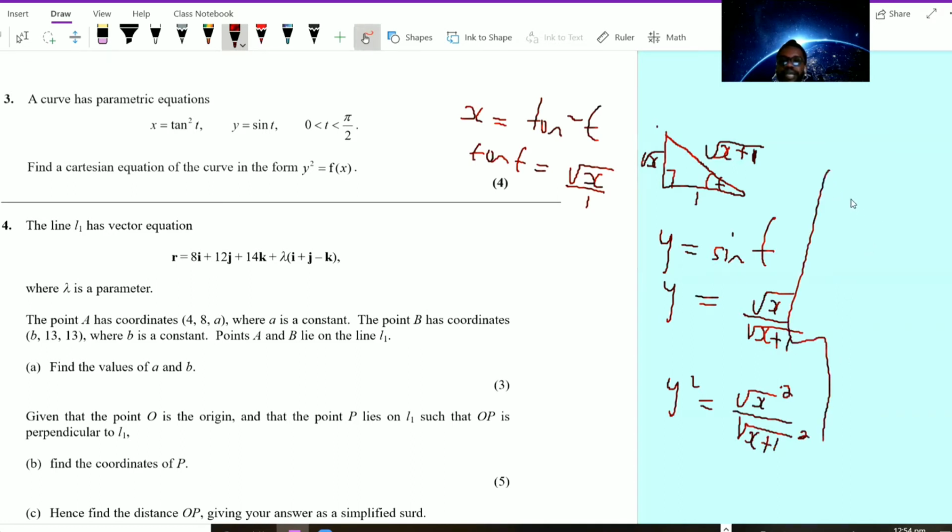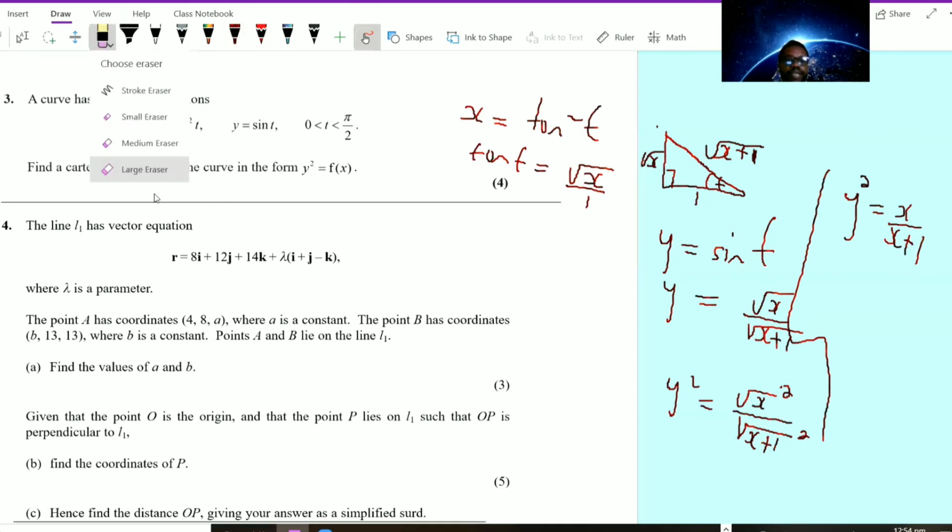It means that the root will be cancelled out. So all you have is y squared equal to x over x plus 1, which is exactly what they wanted: y squared equal to a function of x. All right? That's one way of looking at it.